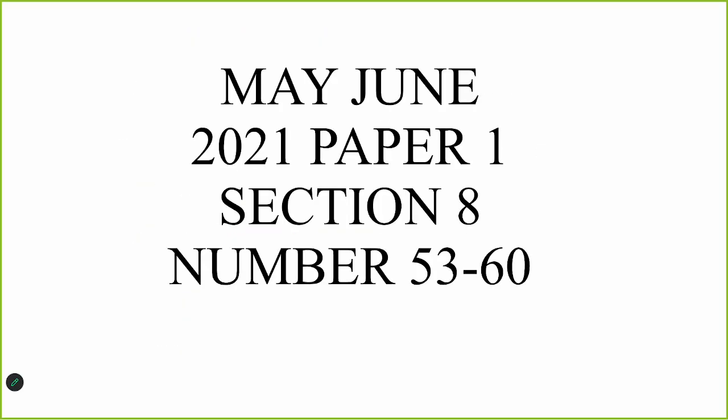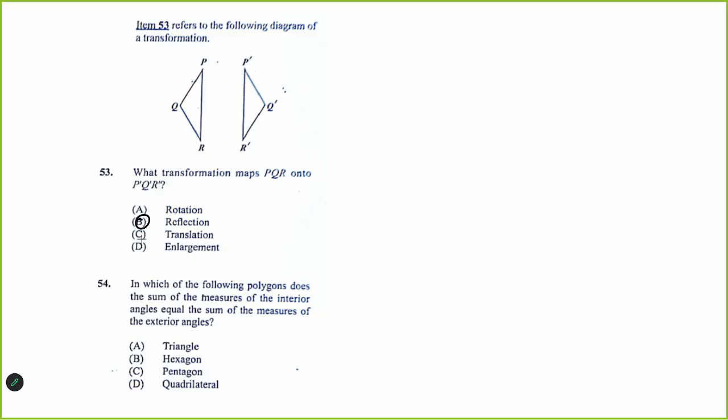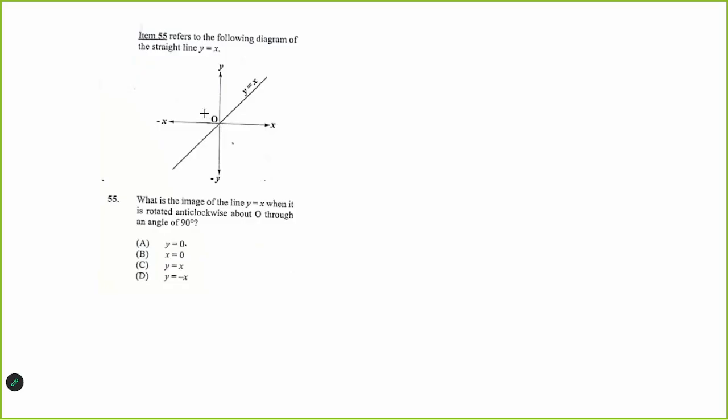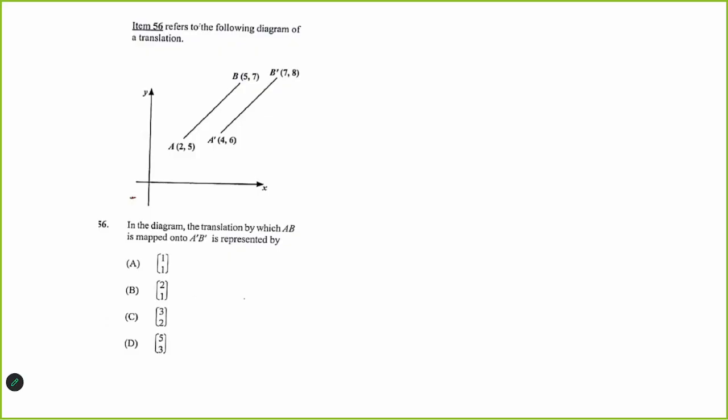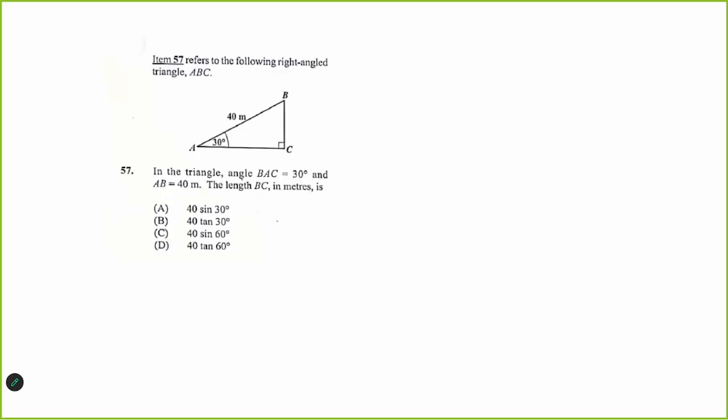Let's look at May, June 2021. Repeated question, reflection. In the following polygons, is the sum of the measure of the interior angles equal to the exterior? That is your quadrilateral. The exterior is always 360. This one here, anti-clockwise, so it's like this. It is 90 degrees, y equals x. It's going backwards from y equals negative x. This one here, repeated question, I believe it was 2 on top and 1 at the bottom. That's 56.